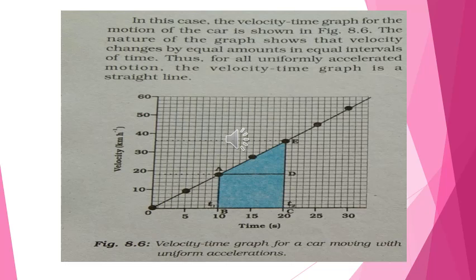It is also written in the table. From the numbers also we can guess velocity changes by equal amount in equal interval of time, and thus in uniformly accelerated motion, the velocity time graph is again a straight line, but now it is not parallel to x-axis. It is a straight line which passes through the origin. So you can study this graph for a car moving with uniform acceleration, means velocity goes on increasing with the equal interval of time.